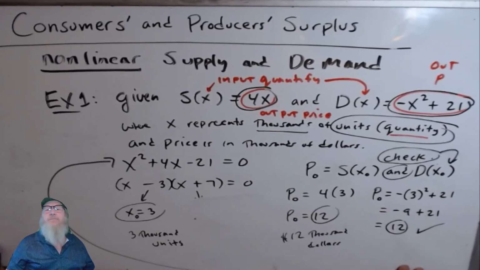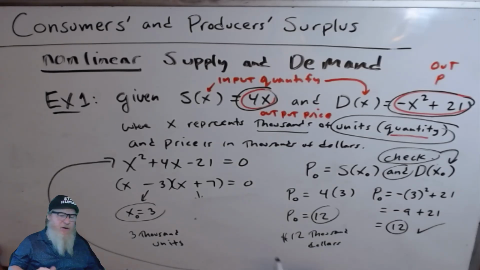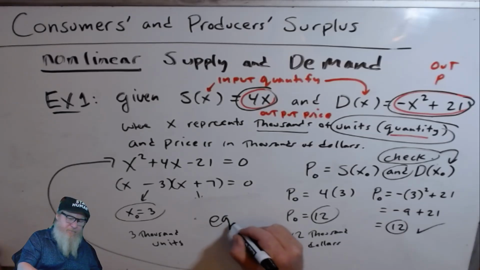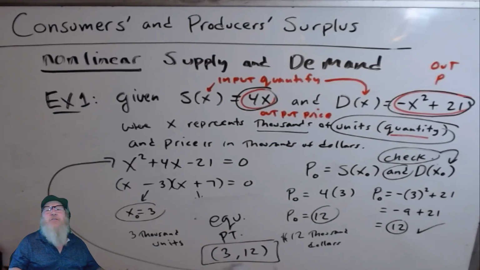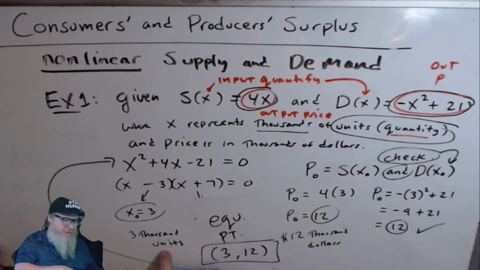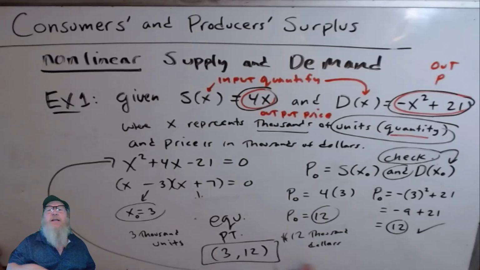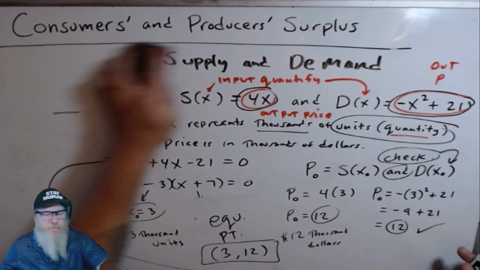Yep, you do. So it's $12,000. So this is our equilibrium point. On a graph, I would show it as 3, 12, but when I was talking to somebody, it'd be $3,000 units and $12,000.